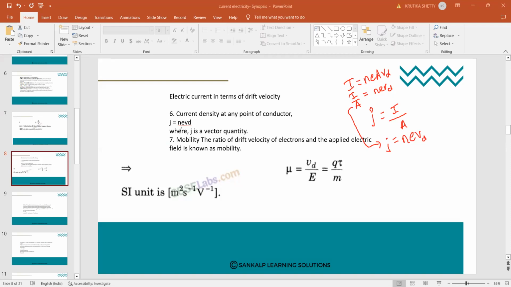Okay. Next. Here we are defining the next quantity, that is called mobility. So what is this mobility? Mobility is denoted by mu here. What is mobility? Let us see. Mobility is the ratio of drift velocity of the electron and the applied electric field. So note: mobility mu is equal to drift velocity upon the applied electric field, VD upon E. This is called mobility.